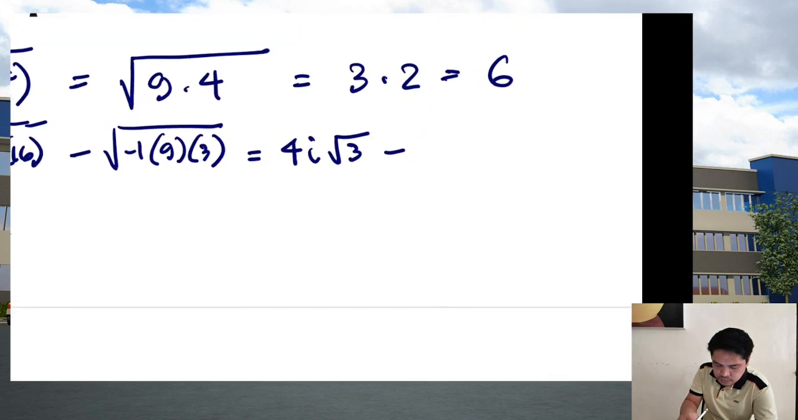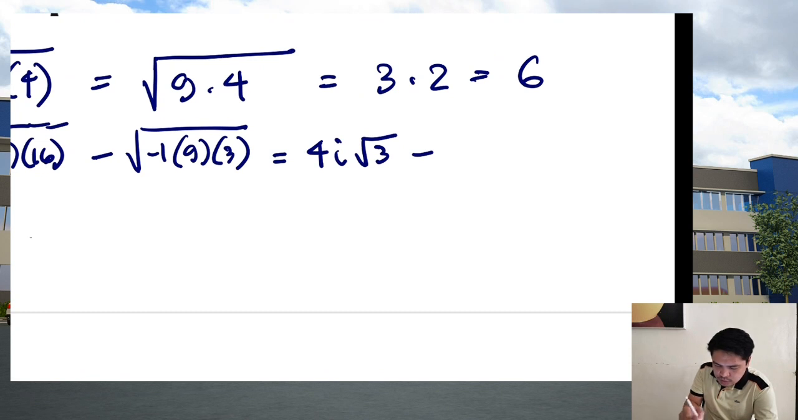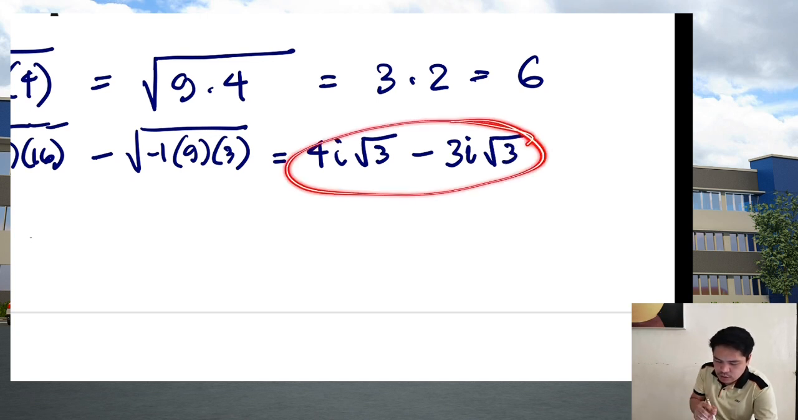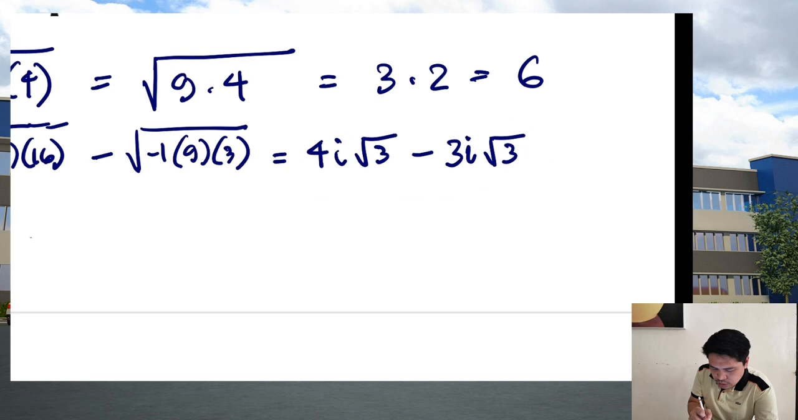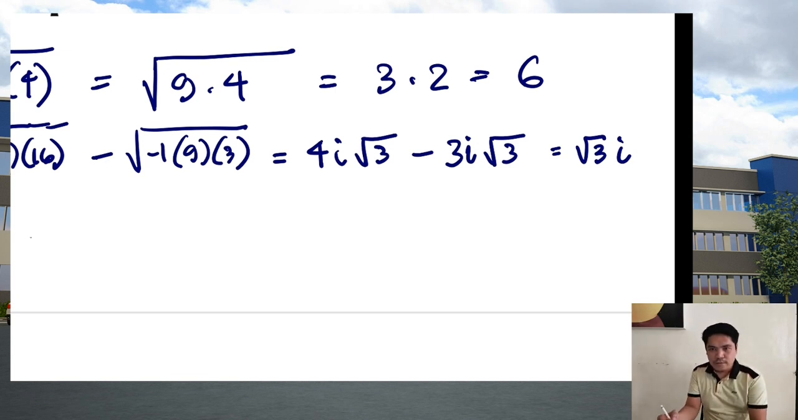Minus, how about this? We extract 9, or the square root of 9 is just 3. And we extract square root of negative 1, so that's i. Naiwan ulit si square root of 3. And these are just like terms. So, what is 4 square root of 3i minus 3 square root of 3i? So, that is simply square root of 3i. So, the answer is square root of 3i.